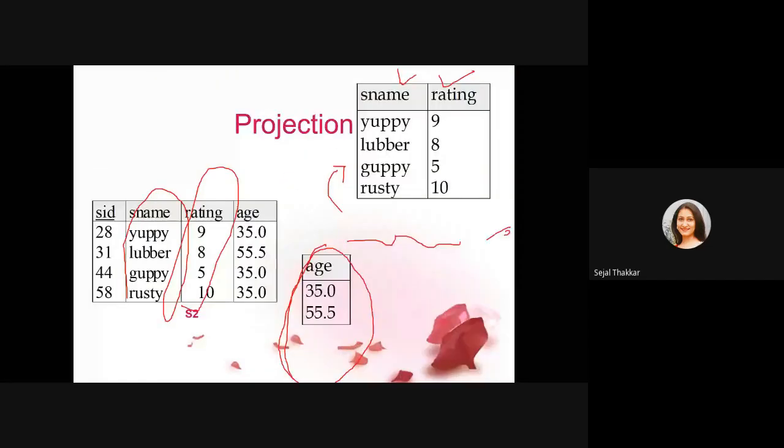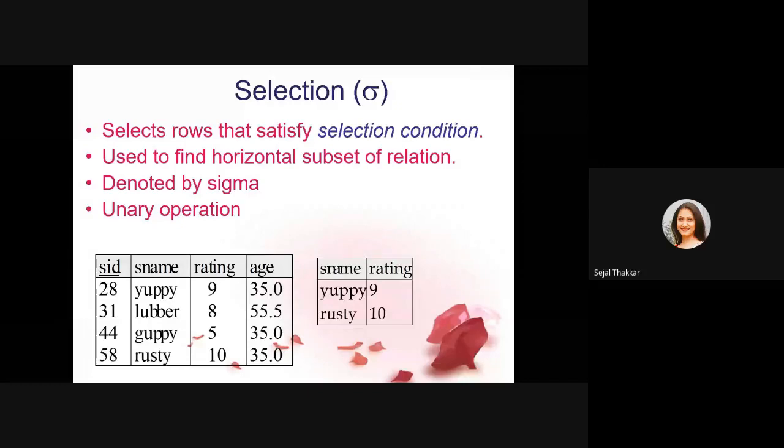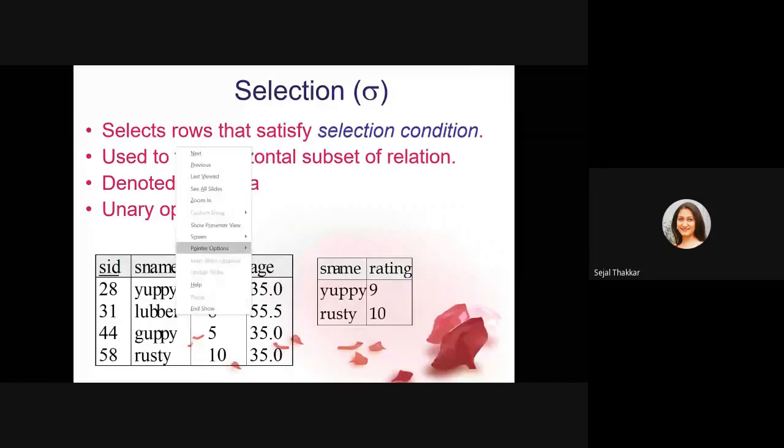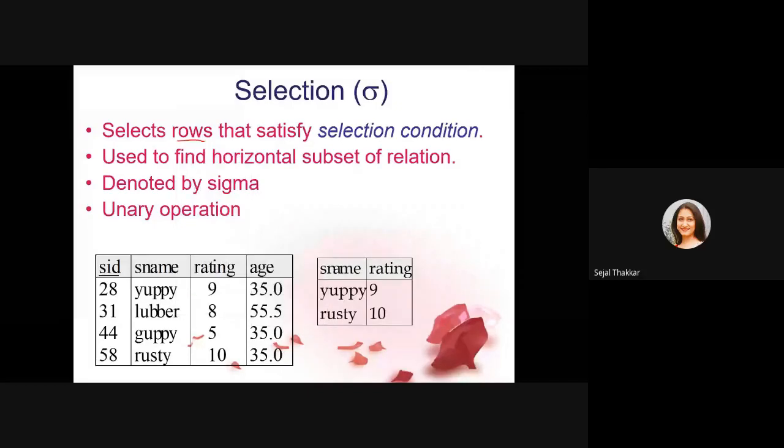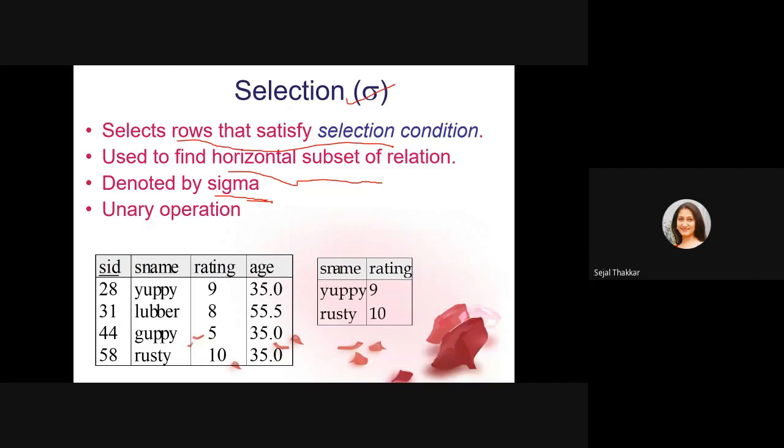Okay, the next operator is the selection operator. Whenever I want to select rows, in that case I use the selection operation, and it is used to select a horizontal subset of a relation. It is denoted by sigma. You have to remember sigma for selection. It is a unary operator. You can apply it on a single table. There is no requirement of two tables, right?